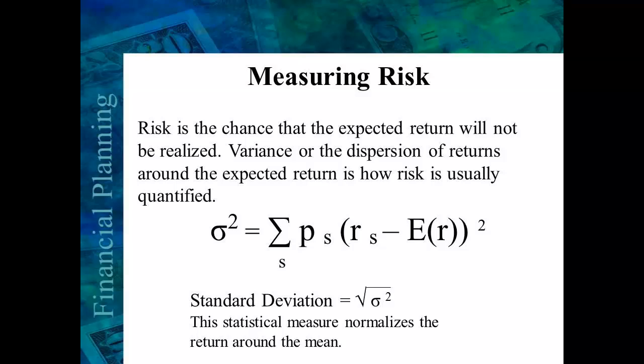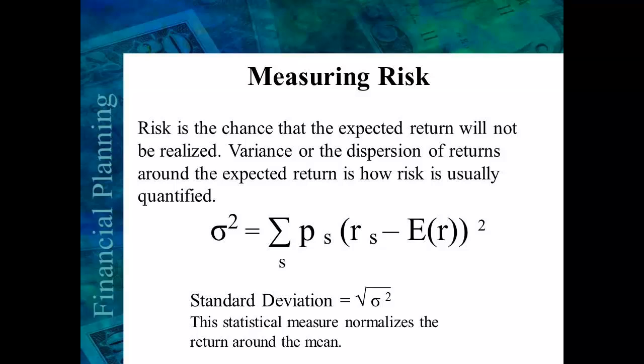Risk is the chance that the expected return will not be realized. Variance or distribution of returns around the expected or mean return is how risk is usually quantified. The equation for variance that you have studied in Business 591 is sigma squared equals the sum of P sub s times R sub s minus R hat, squared. Standard deviation is the square root of the variance. This statistical measure normalizes the return around the mean.